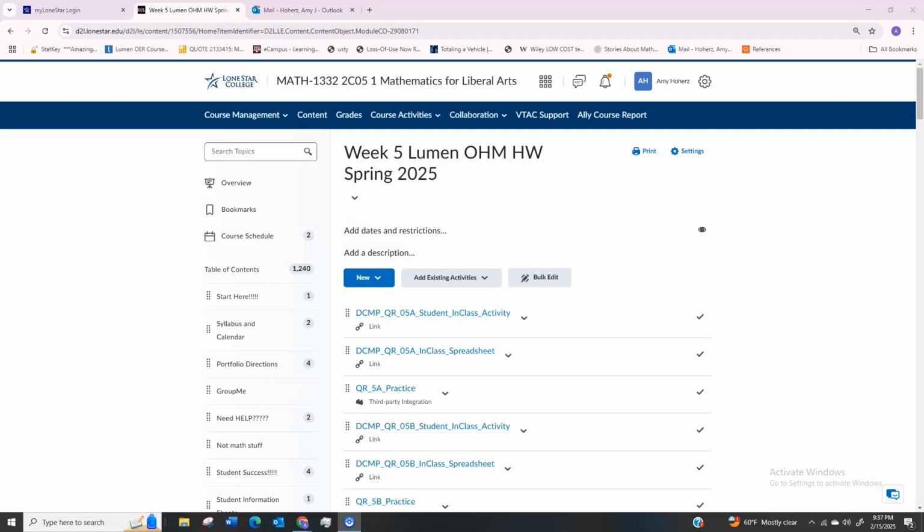Hi everyone. As I promised, I'm going to come back and look at this 5A practice, the two questions for that Lumen assignment, since they weren't coming out right in class the other day. So just so you can see where I'm at, it's in week 5, this QR5A practice.